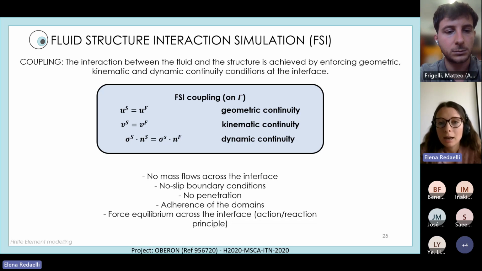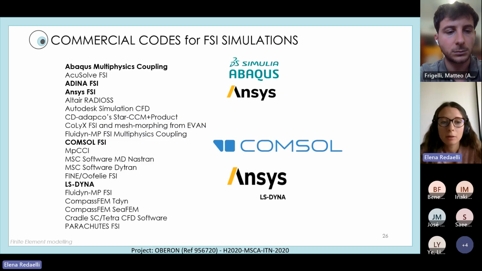So with this coupling, we are enforcing the fluid structure interaction analysis. So here I've put some software that are commercially available to solve fluid structure interaction simulations. In particular, I'm using LS-DYNA, but I know other people using other software, and I think there are some differences between them. For example, if the solution of the solid part is implicit or explicit, but they do more or less the same.